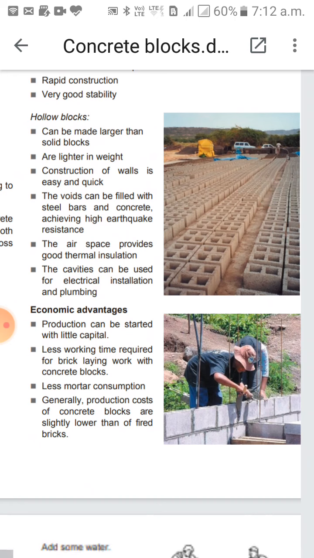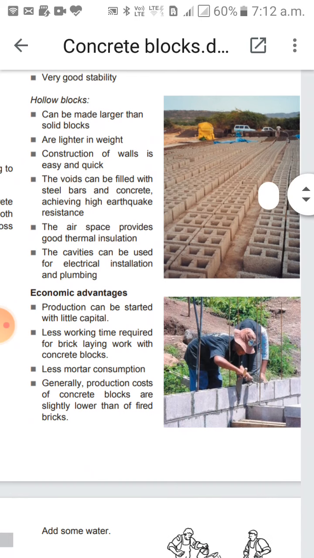If you have hollow blocks, they can be made larger than solid blocks of any size. They are lighter in weight because of the cavities, because of the holes. If it is light in weight, it is very easy to handle. So construction of walls is easy and quick, and the voids can be filled with steel bars and concrete, so you can achieve high earthquake resistance.